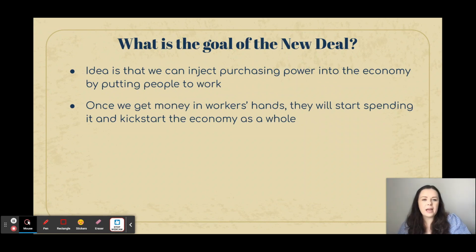They spend their paycheck at businesses. Those businesses then make a profit. Then they hire more people, so you have less unemployed or increased wages, more spending, right? And that eventually would kickstart the economy and we would go back to normal. So that is the goal.